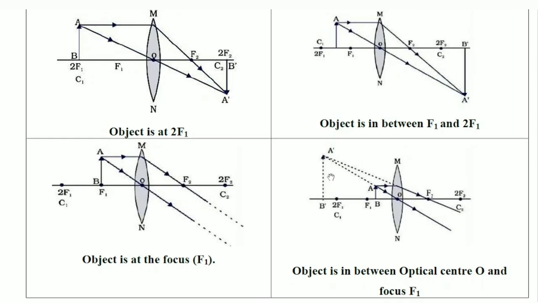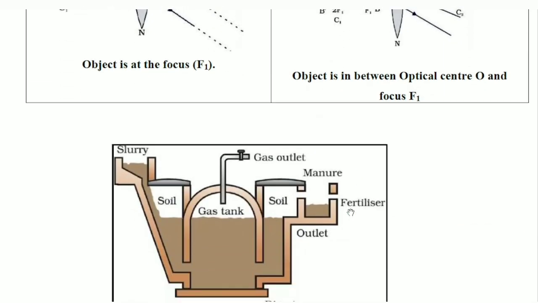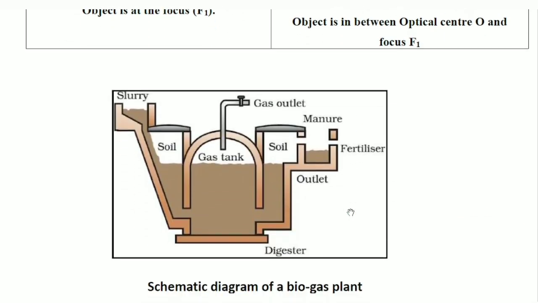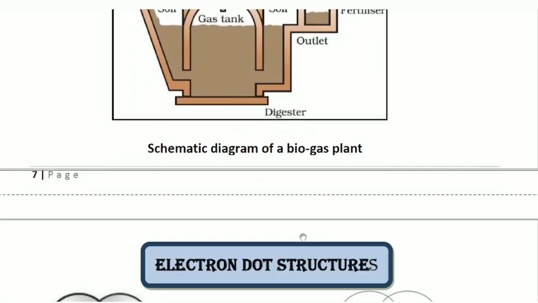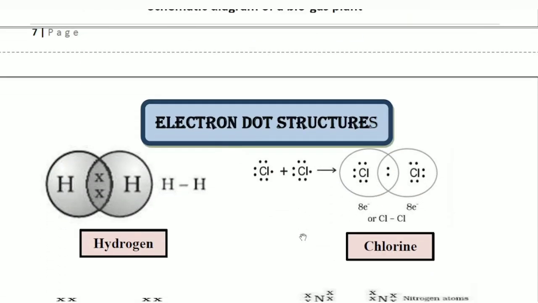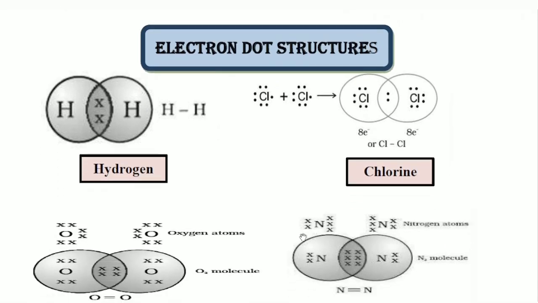And here also one figure is there that I forgot to give earlier, that is the biogas plant. This year they asked it, so don't forget to learn. These diagrams will come in the exam. In that you will score 16 marks.